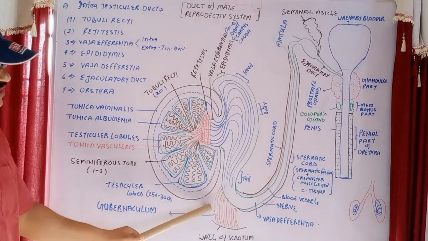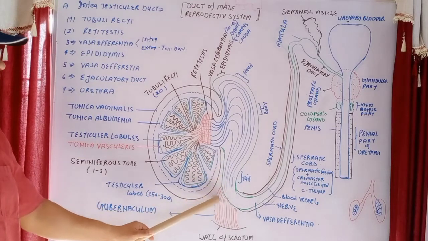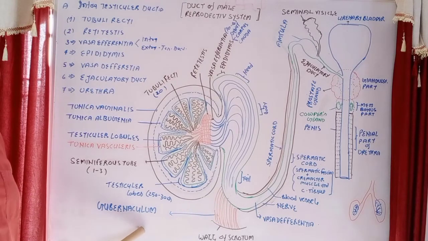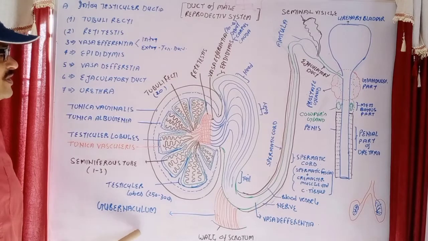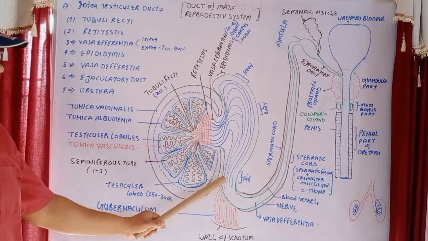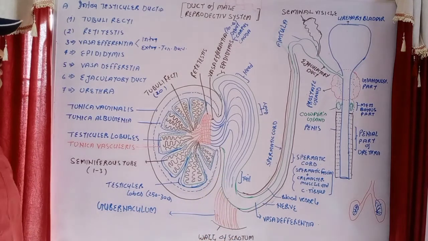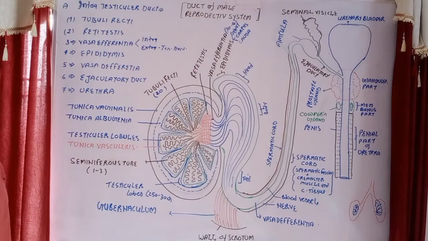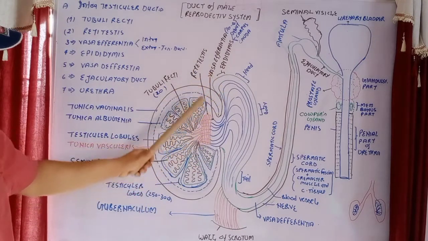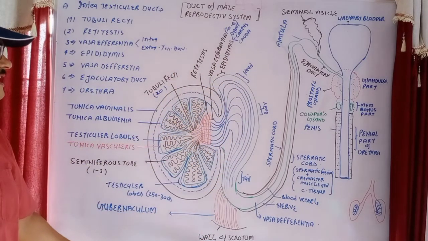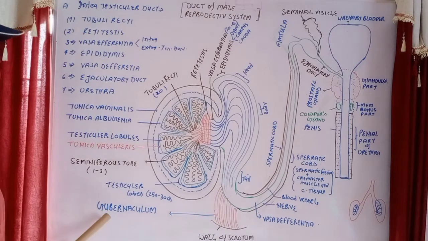From the cauda region, it means the tail region of the epididymis, some fiber-like structures come out. This fibrous structure is known as gubernaculum. This gubernaculum connects the lower part, the tail region of the epididymis, with the inner wall of the scrotum. So these are connected with the inner wall of the scrotum with the help of the gubernaculum.